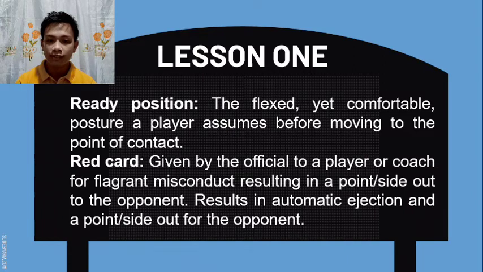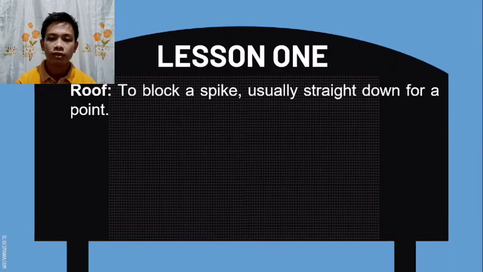Next, red card given by the official to a player or coach for flagrant misconduct, resulting in a point side out to the opponent. So, ayun, the result, automatic ejection and a point side out for the opponent. Yan. Iniiwasan. Next, roof, to block a spike, usually straight down for a point. So, meaning guarded. Hindi pwedeng pasukan yung defensive team. So, ito, tinatawag na roof.